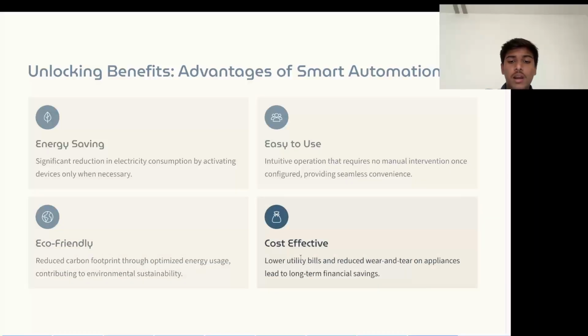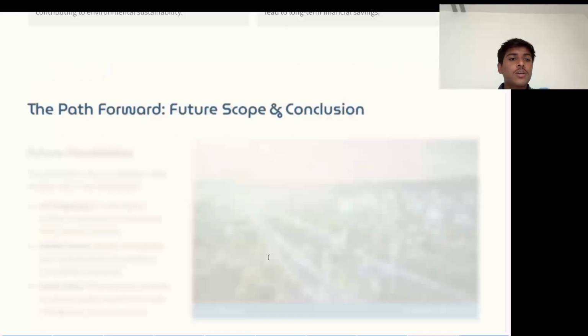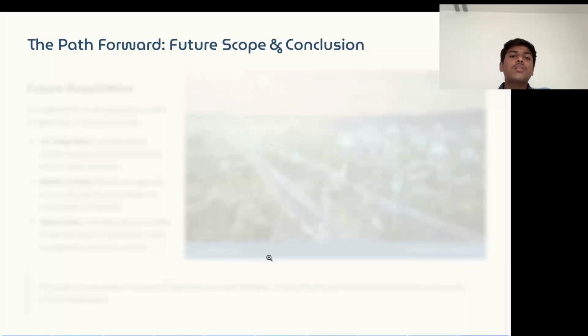Cost effective: yes, as I said, lower utility bills, electricity bills, and reduced wear and tear on appliances lead to long term financial savings. These savings will help us in the long term with lower utility bills, and that also affects our savings and financial conditions. The path forward: future scope and conclusion.